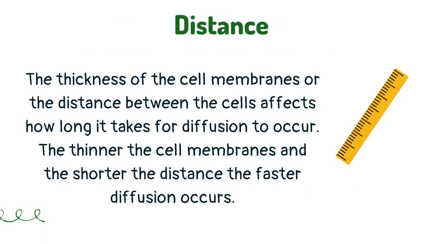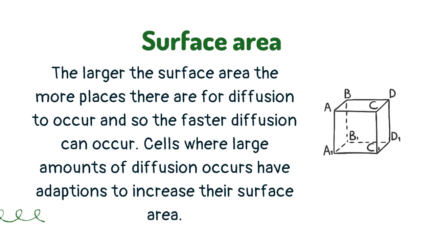The thickness of the cell membranes, or the distance between the cells, affects how long it takes for diffusion to occur. The thinner the cell membranes and the shorter the distance, the faster diffusion occurs. The larger the surface area, the more places there are for diffusion to occur, and so the faster diffusion can occur. Cells where large amounts of diffusion occurs have adaptations to increase their surface area.